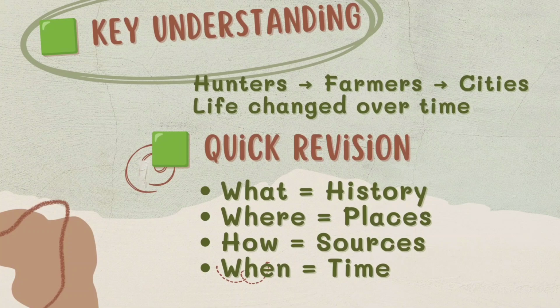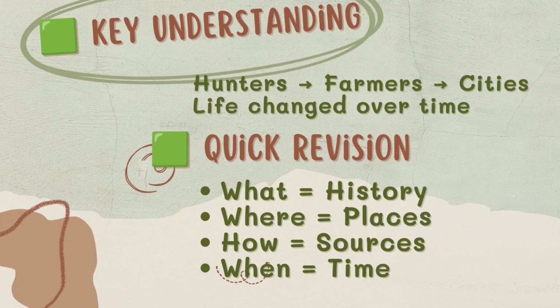So, finally, understand this clearly. History is not just about past events, it is about how humans developed over time, from hunters to farmers to civilizations. Quick revision. History is study of the past. People lived near rivers. We know through manuscripts and inscriptions. Time is divided using BCE and CE.